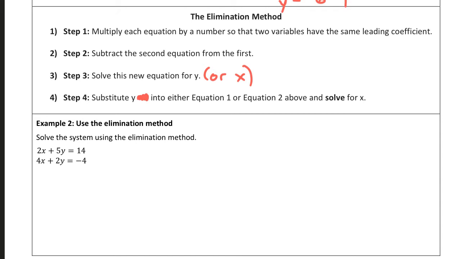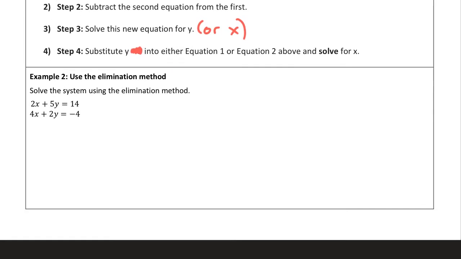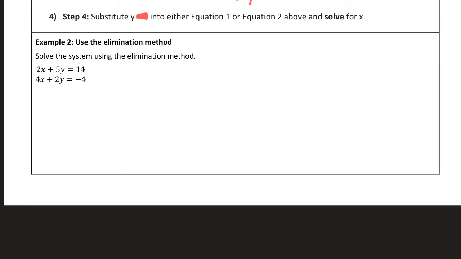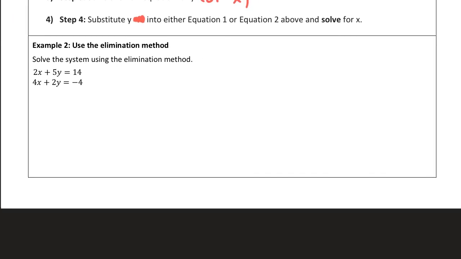So I'm going to show that down here, where we have 2x plus 5y equals 14 and 4x plus 2y equals negative 4. So I would want to multiply either one or both equations to get coefficients to match up. What for me would be easiest is to multiply the first equation. I'm just going to multiply the first equation by not just 2, but negative 2. So let me write out that negative 2 on the front here. So I'm multiplying that whole top equation by negative 2.